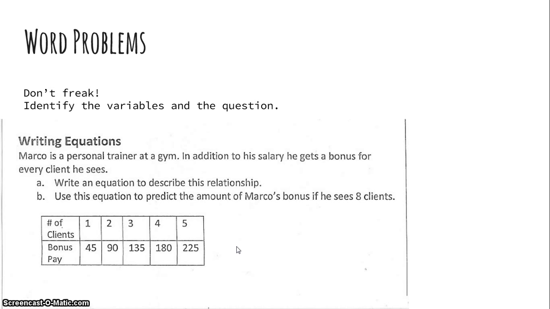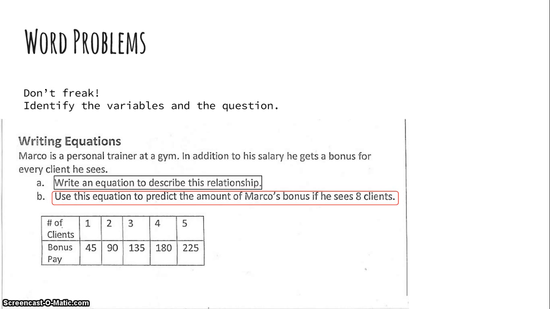Next up, word problems. Okay, again, don't freak out. Start off by identifying your variables in your questions and then do what it says. So first thing it's asking: Marco is a personal trainer at a gym. In addition to his salary, he gets a bonus for every client he sees. Write an equation to describe this relationship. So here's what we're looking at. We've got to write the equation, and then it also asks you to use this equation to predict the amount of Marco's bonus if he sees 8 clients. So those are the two things we're trying to do, and the first one is, of course, find the equation.